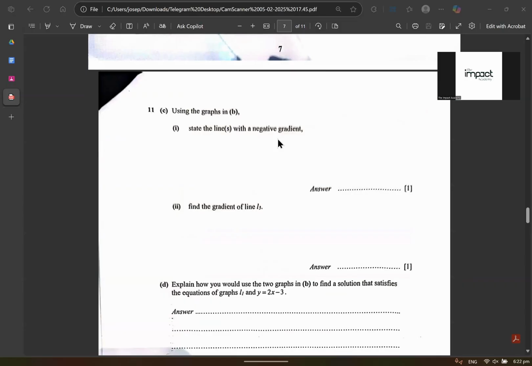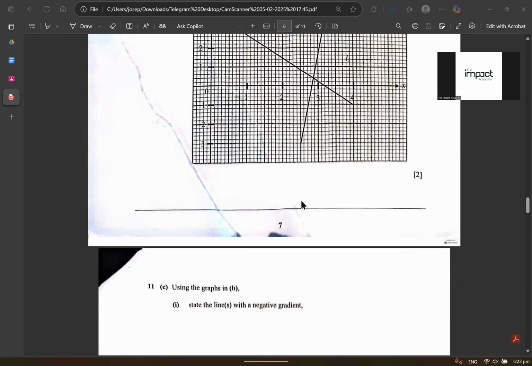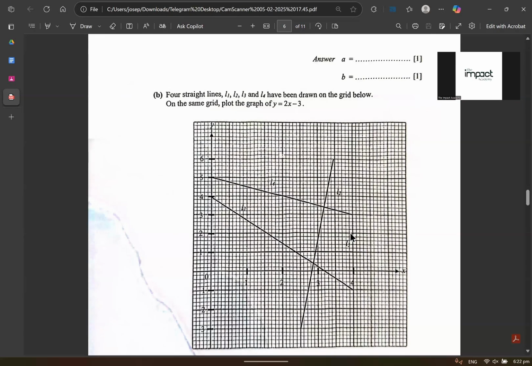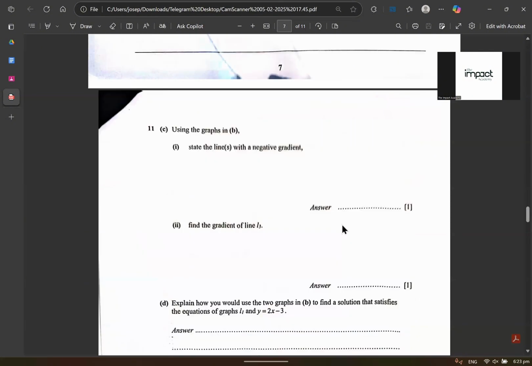Now we know that they also want us to find the gradient of line number 3. Which one is line number 3? Can you see line number 3? Oh, it's here. What is the gradient? Very good. You cannot put undefined. Undefined is straight, vertical. You understand? Okay, next one.